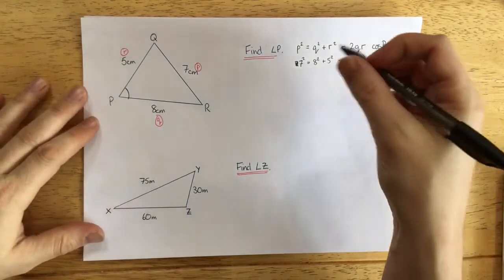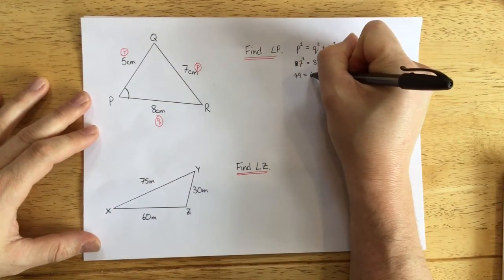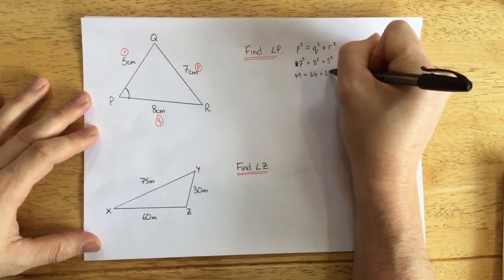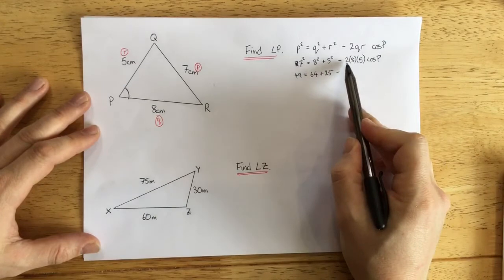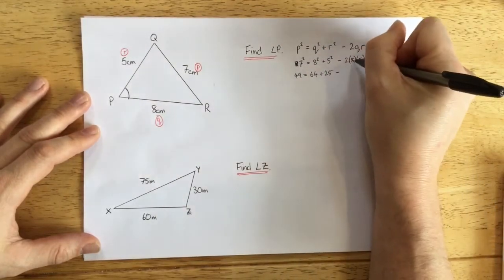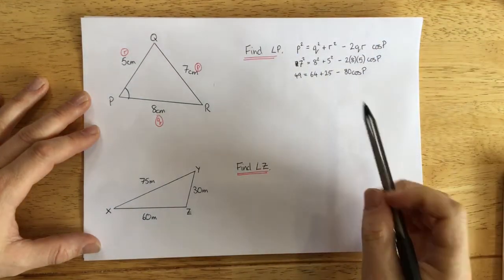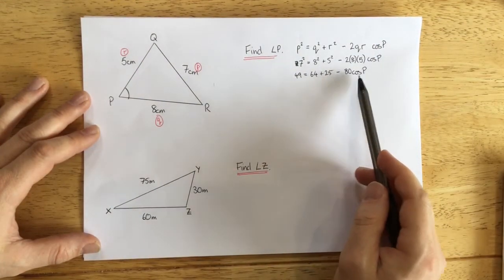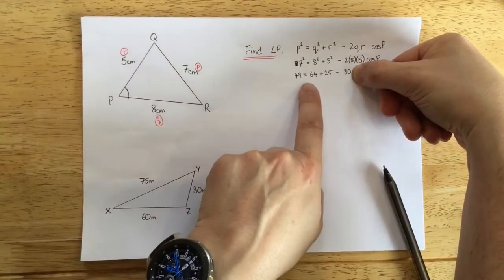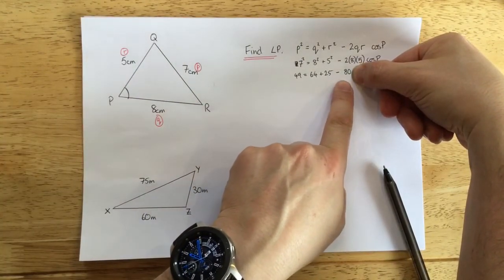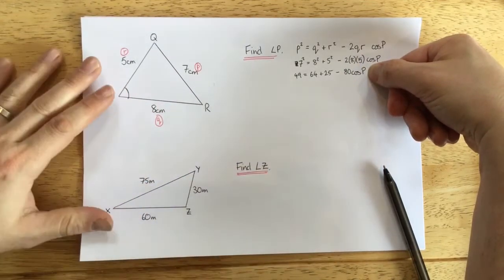So let's fill that in. So 49 is equal to 64 plus 25 minus, now you need to be careful here, this is 2 times 8 times 5, we know is 80. We don't know what the cosine p is, so this is all one term, minus 80 cosine p. We cannot just add that or subtract it from 64 and 25 because it's not minus 80. It's minus 80 cosine p's.